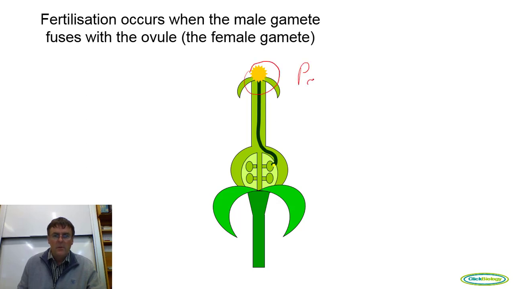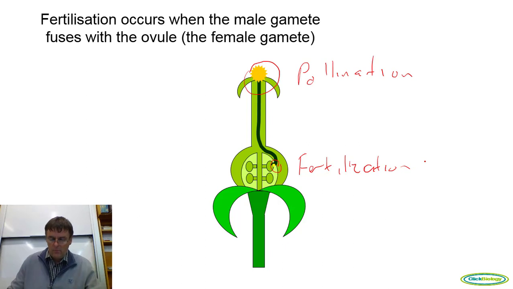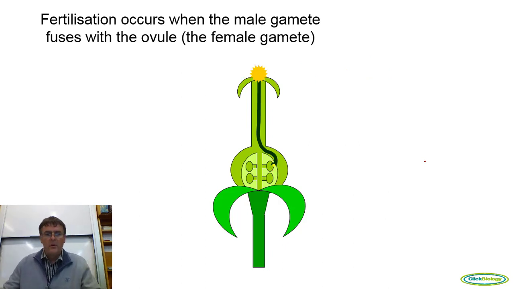That is pollination. What bad writing I've got on this thing. And fertilization is when the pollen grain nucleus, the sperm, if you like, meets the ovule, and that is fertilization. What scruffy writing. Should be a doctor. So that's the difference between pollination and fertilization.